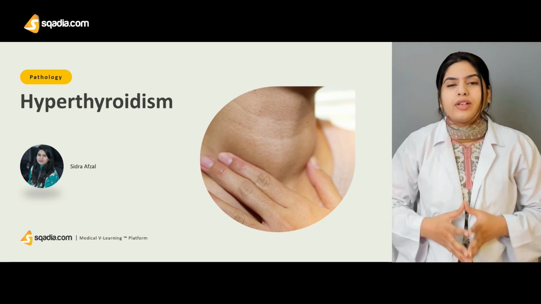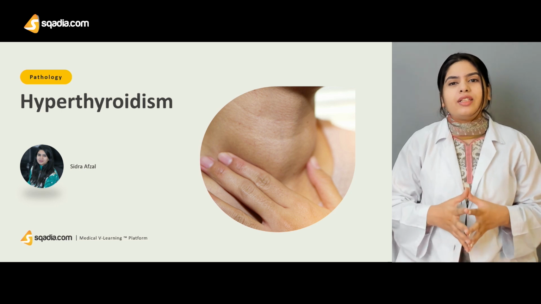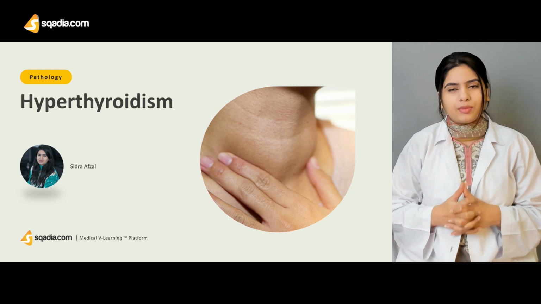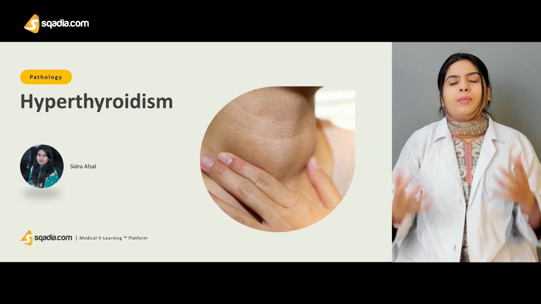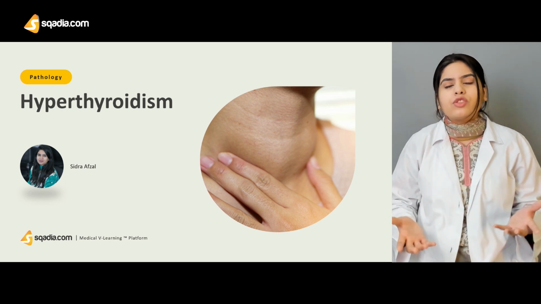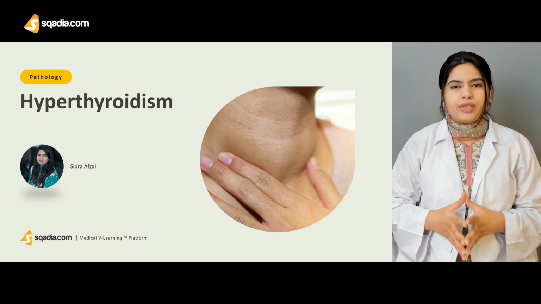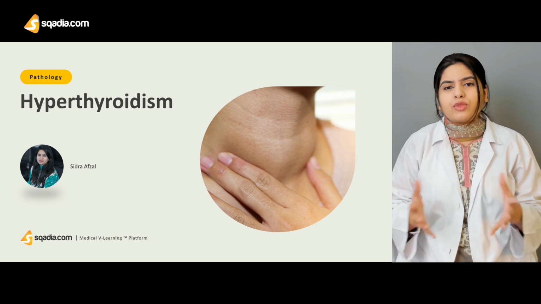Hormones are very important components of our body. They are basically the chemical messengers that travel throughout the body and perform very vital functions inside the body. Now, whenever there is any abnormality, whether structural or functional, it leads to some diseases in human beings. Like here, hyperthyroidism is one of those diseases.